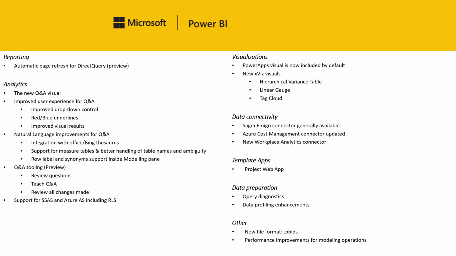The first one we have available for you is the hierarchical variance table. This table lets you compare two measures within a hierarchical table layout and see the variance, the percent variance, and how that contributes to the whole. We can also include a date field to see a spark line within the table. Let's go ahead and make one as an example.